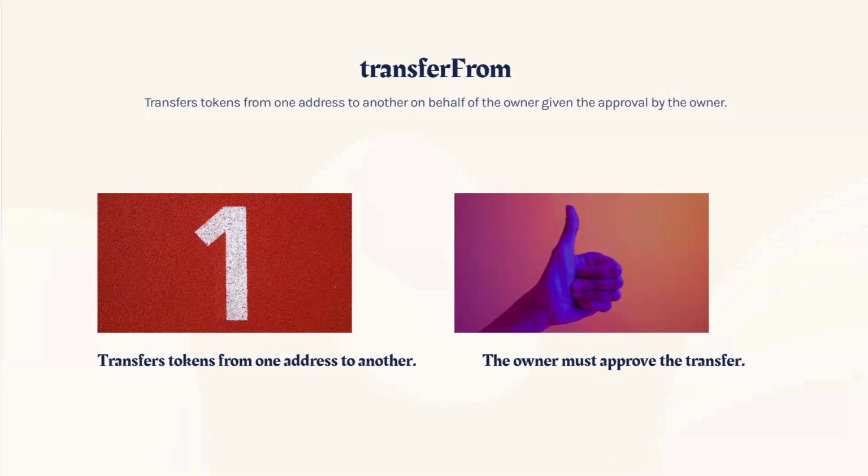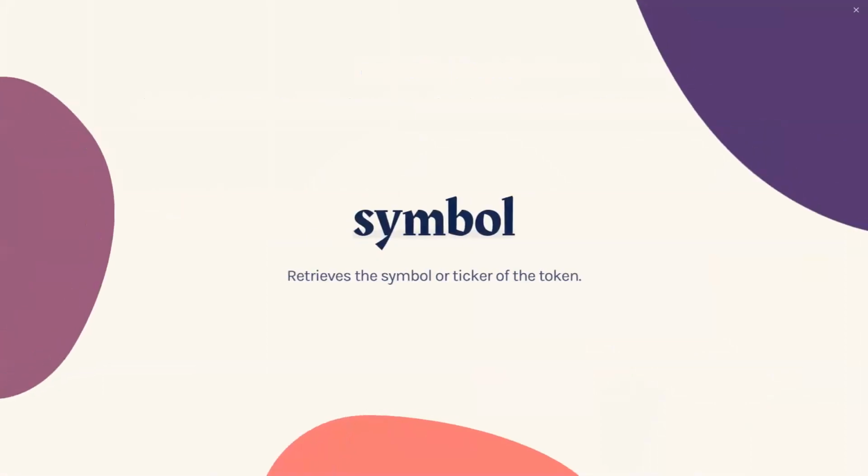Cool. Now the symbol, right, like Ethereum is ETH. Probably every single ERC20 token has a name and a symbol. Cool.